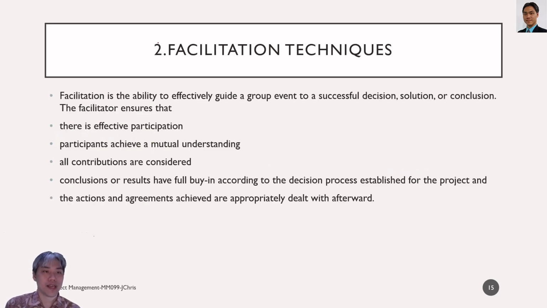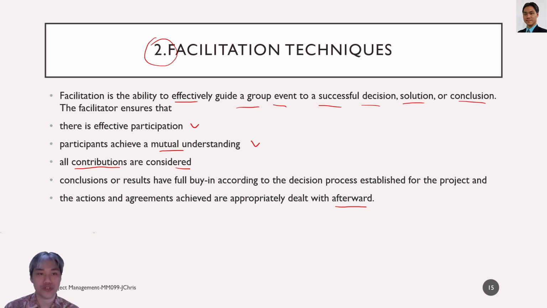The second, which also needs to be done, is facilitation techniques. Facilitation is the ability to effectively guide a group event to a successful decision, solution, or conclusion. It ensures that there is effective participation and mutual understanding. All contributions are considered, and the conclusion or result has full buy-in in accordance with the decision process established for the project, and the actions and agreements achieved are appropriately dealt with afterwards. That is the target of facilitation techniques.